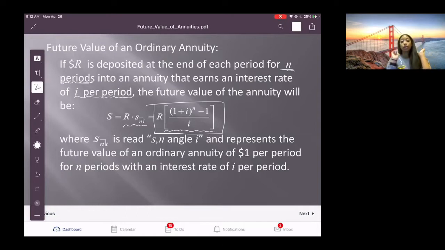All right, so this is the formula we're going to use to calculate the future value of an annuity. If we know our payments, we know how many periods we're making these payments for, we know the interest rate per period, we can plug those things in and figure out the future value of the account. All right, write that formula down. We're going to use it for all of the problems going forward.